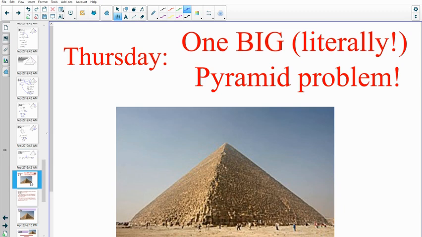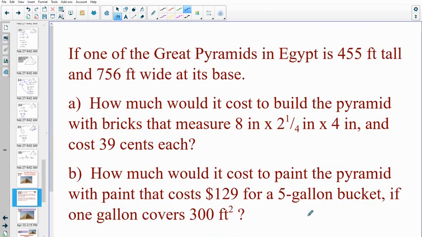On Thursday, my plan is to just do one big pyramid problem, literally a big pyramid. We're going to take a look at the pyramids in Egypt. Here's a sneak preview if you want to start thinking about this. But I'm going to tell you how big that pyramid is, and I'm going to do two things with this. I want to figure out how much it's going to cost to build a pyramid that is this size using bricks that I found at Home Depot, and also how much would it cost to paint it if I'm using some really good durable exterior paints. But I'm going to save that for Thursday. That's what we'll do then.